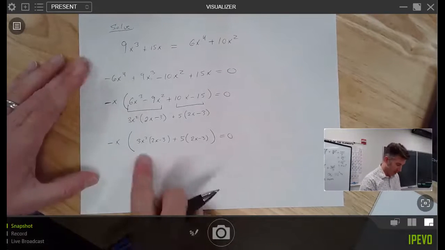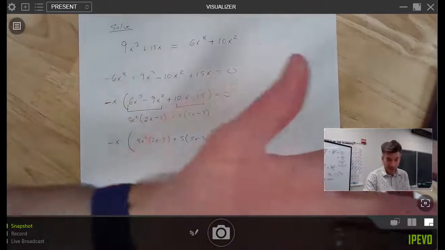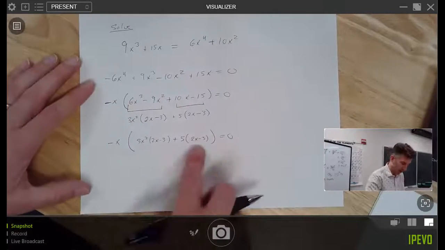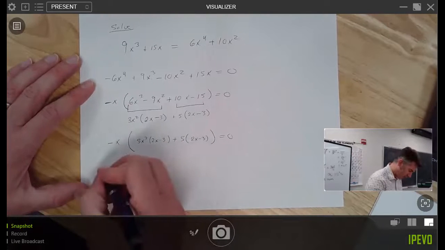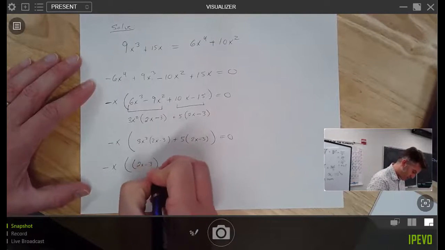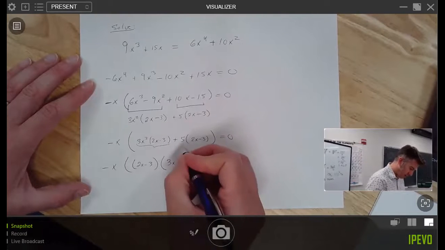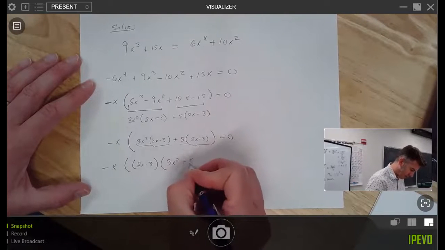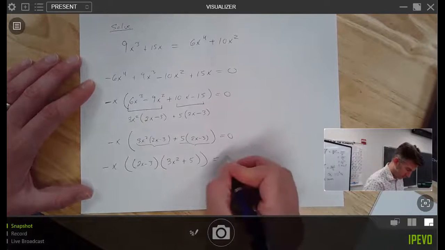So to the person that asked me before about why we did it the way we did, this is the same kind of idea. From here, we are factoring out the 2x minus 3 common factor. So I'm factoring out a 2x minus 3 from each of those. And what's left behind, from this part here, is the 3x squared, and from this part here, is the plus 5. So that's why it's multiplication like that.